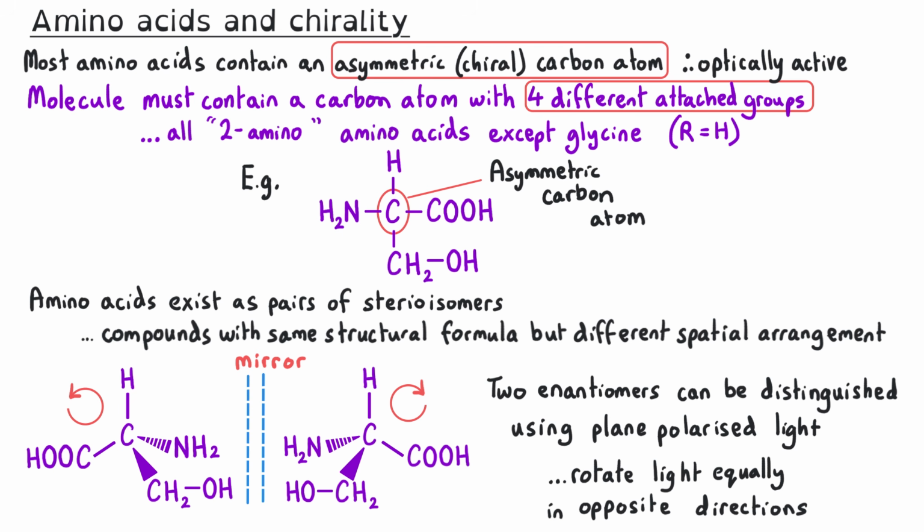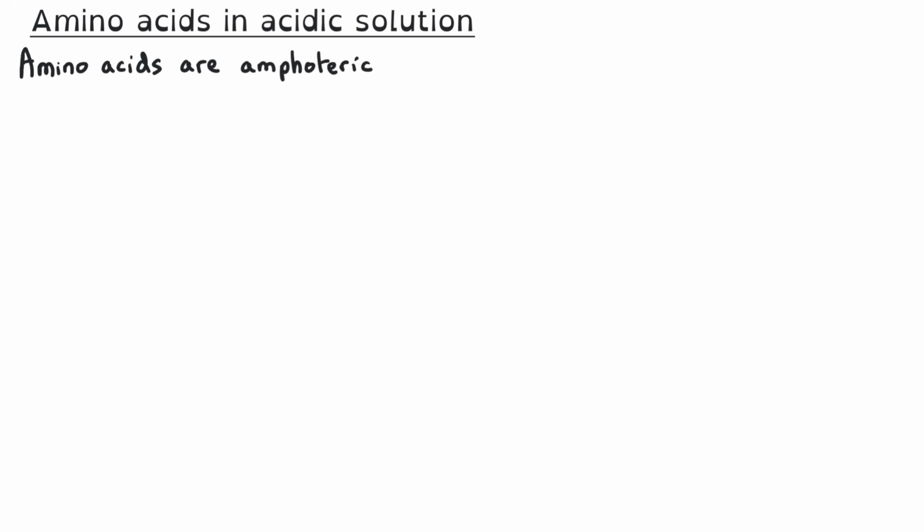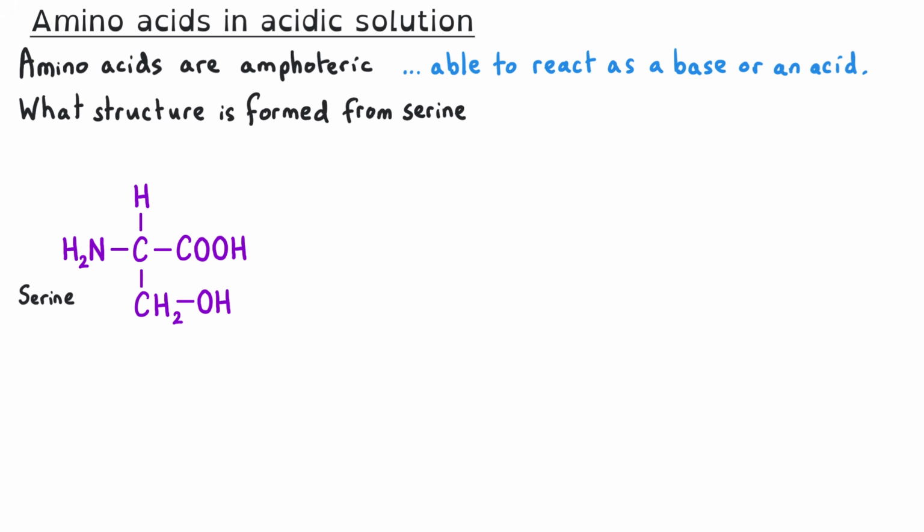Amino acids are amphoteric, and this means that they're able to react as a base or an acid. In an exam, a common question is to ask what structure is formed from a particular amino acid, for example serine, at pH 3, or they might instead say in acidic solution.